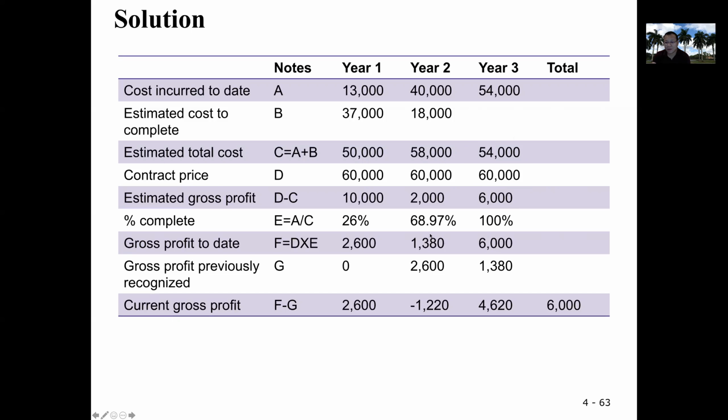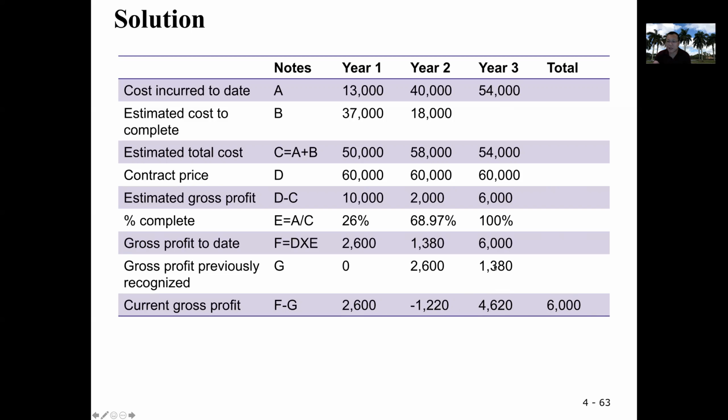And previously you recognized 1380, right? You recognized 1380 previously. So the difference is 4620. This is the number you should recognize for year 3, okay? So now take a look at the 3 numbers, okay? 26 profit minus this loss, 1220 plus 4620. You should get 6,000. That's your actual gross profit. And this is how they are recognized over the 3 years, okay?